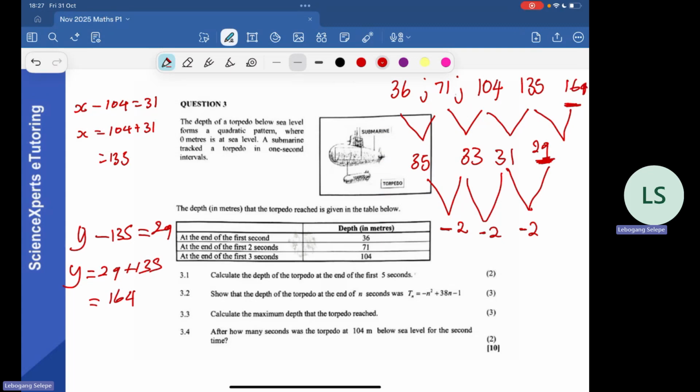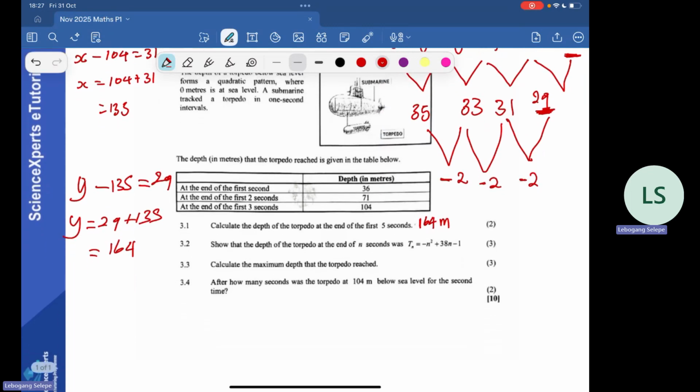So this question asking us the depth of the torpedo at the end of 5 seconds, it's going to be 164 meters, right? So our answer should be in meters. So we're done with that one.